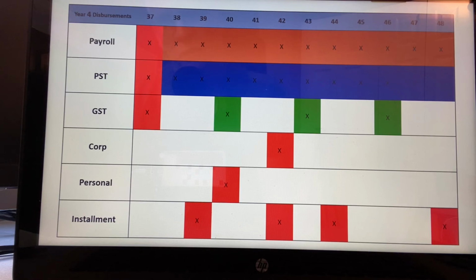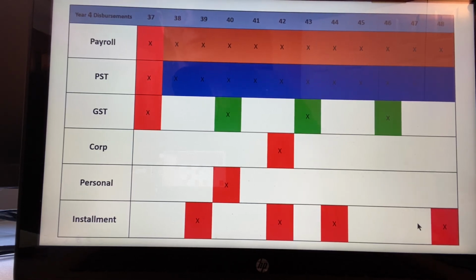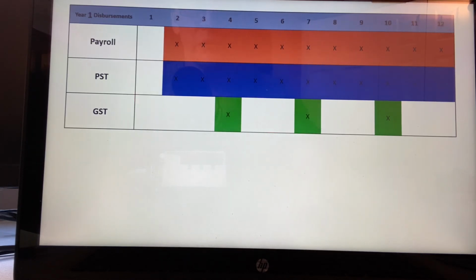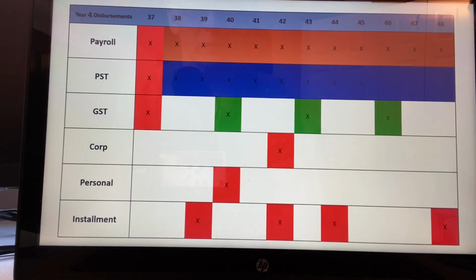A lot of companies struggle in the second year because they haven't considered all the taxes they have to pay: corporate tax, personal tax, the wraparound on the GST, and potential installment taxes. That's where they get into trouble from a cash flow perspective. So if you keep in mind what year one looks like and how it builds to year four, you're probably in pretty good shape from a disbursements management perspective.